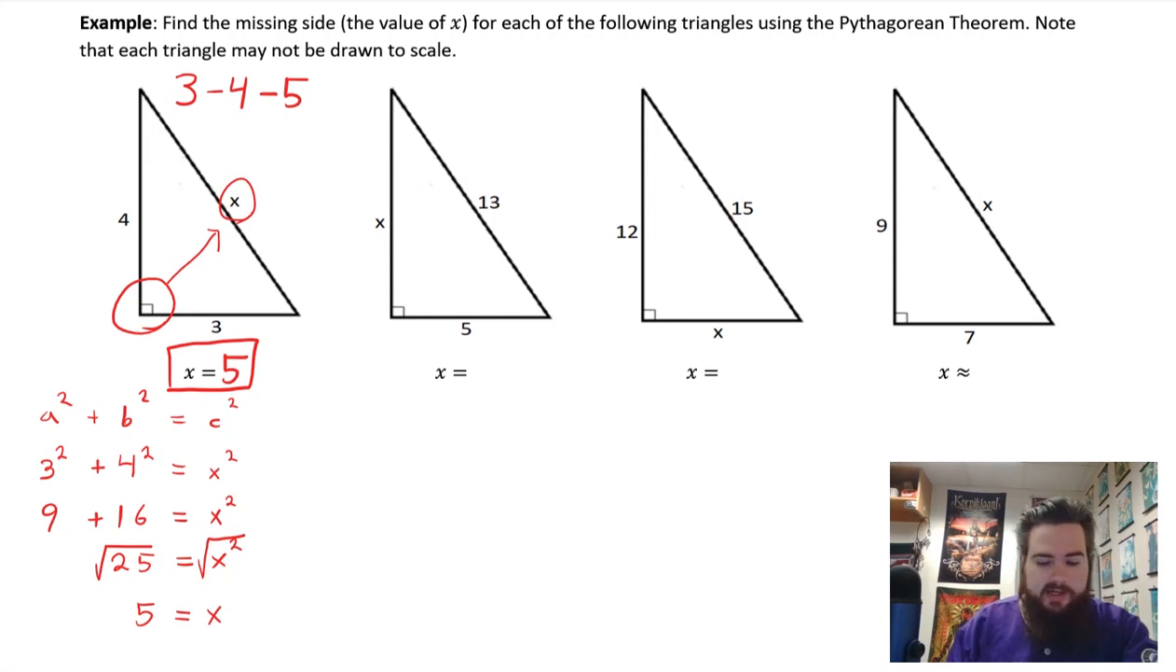In the second case here, we have another right triangle. However, the value that we're trying to solve for, x, is next to or adjacent to this angle measure. So we're not trying to solve for the hypotenuse this time. Therefore, when I use a squared plus b squared equals c squared, I'm not going to plug in x into c squared here. I'm going to plug 13 in for c, and I'm going to plug x into either a or b. I will choose a.